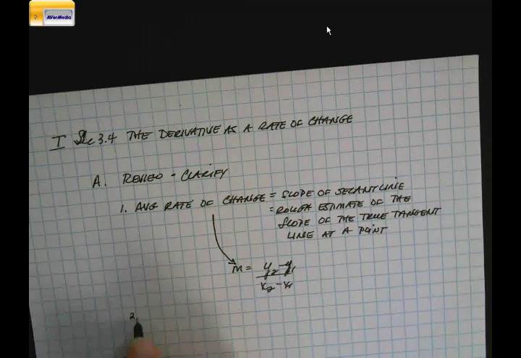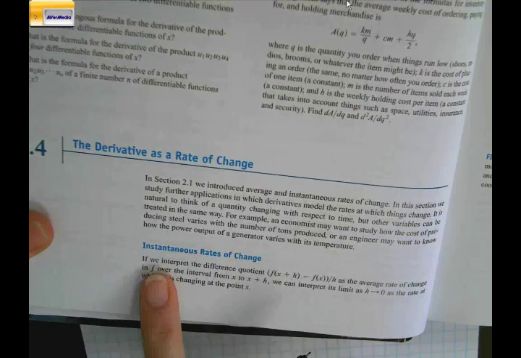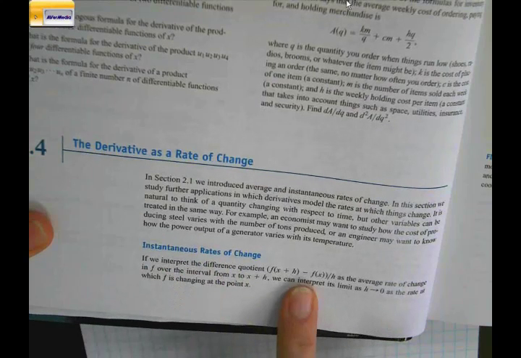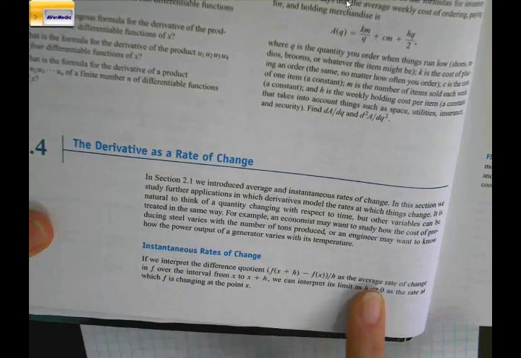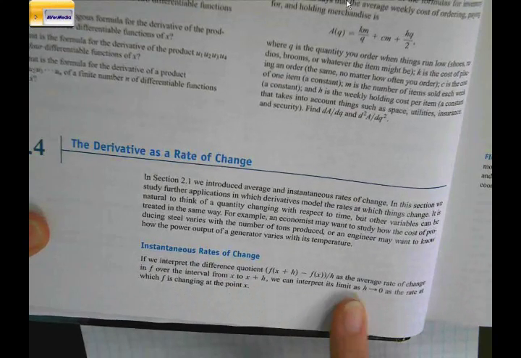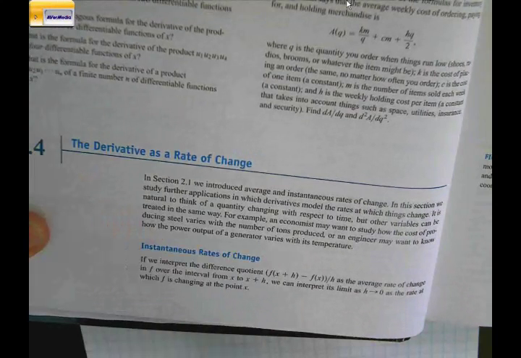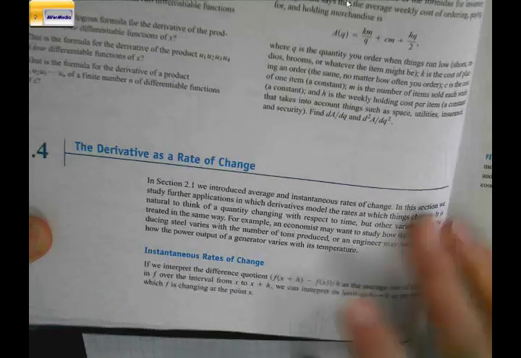Now, where this progressed, and which is where it's really progressing in this section, is into what we refer to as the instantaneous rate of change. And I'm going to read what this author, Mr. Thomas, has to say to us. And he says, if we interpret the difference quotient, f of x plus h minus f of x over h, as the average rate of change in f over the interval between x and x plus h, we can interpret its limit as h approaches 0 as the rate of change at a point, instantaneously.